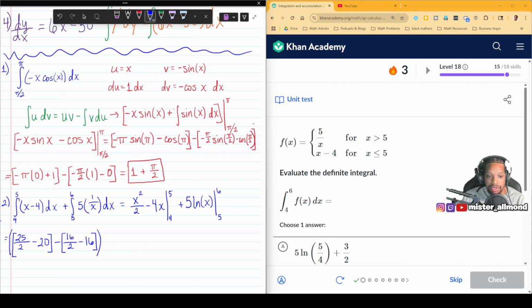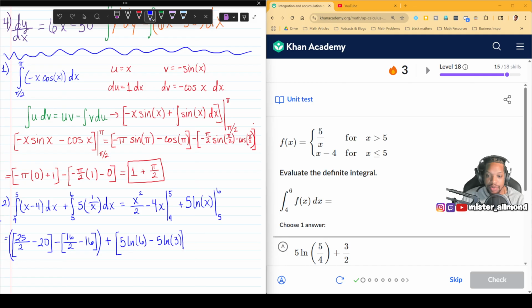And then to that, I'm going to put this in parentheses. I should have done different colors, but whatever. And then I'm going to go plus, and then this time, I'm going to go 5 ln of 6 minus 5 ln of 3.